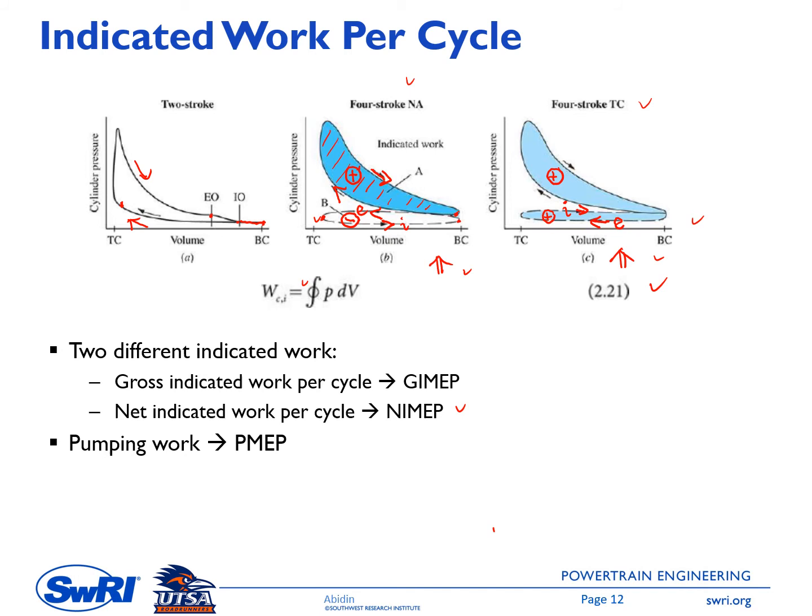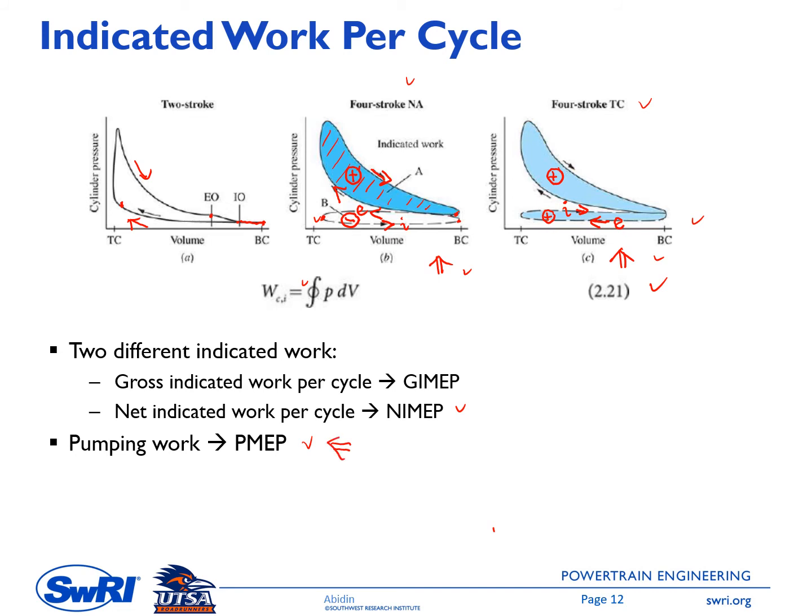So we'll have more information about this MEP on the next slide. And then if it is net indicated, then we have NIMEP. Okay, and here is net. And then you will also see later on that we have pumping work. So this is the work required. Okay, so in this case it's only for a naturally aspirated engine.